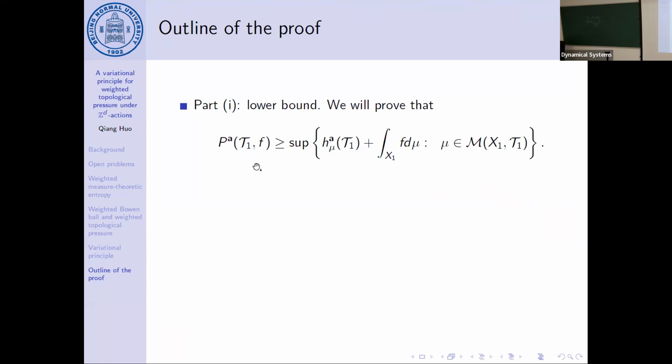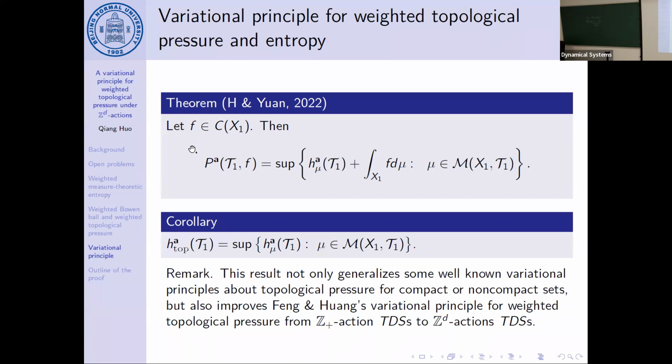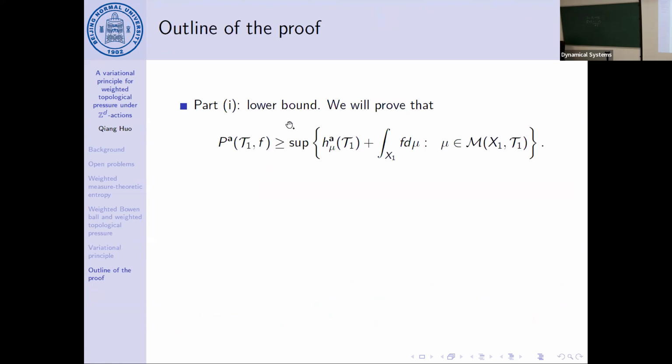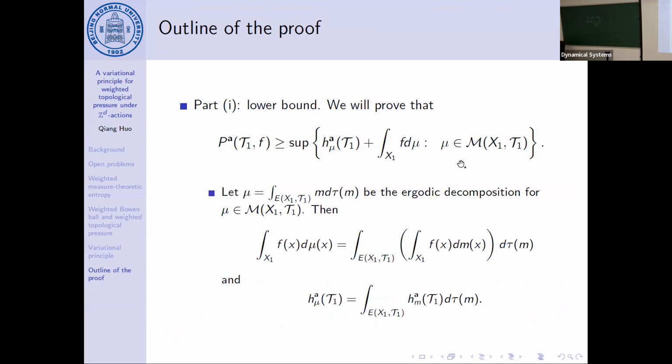And now I will give the outline of the proof of this variational principle for weighted topological pressure. The proof is divided into two parts, and first we will give the lower bound. That is, for any invariant measure, the lower bound is given by the weighted measure-theoretic entropy plus the integral.